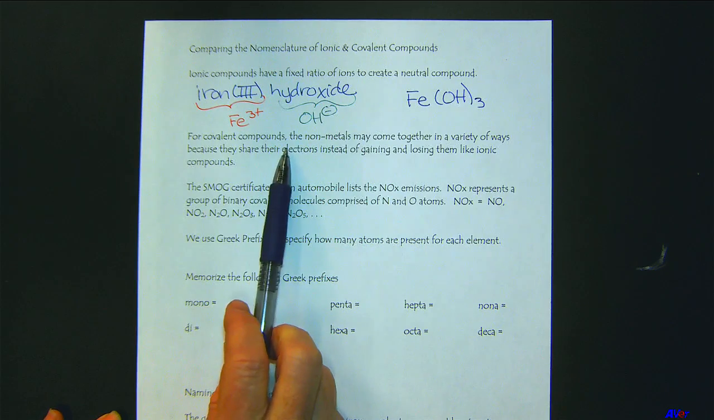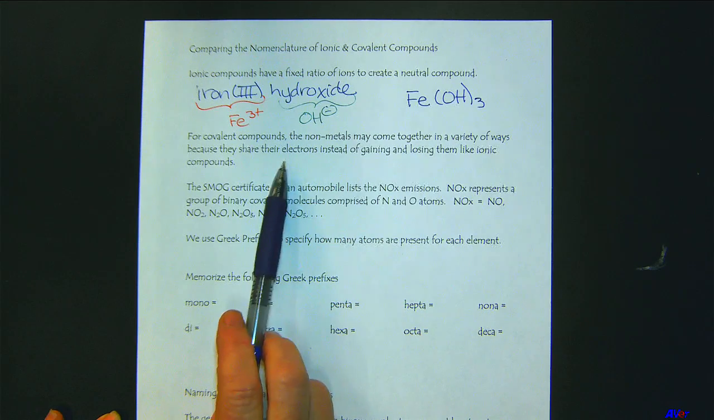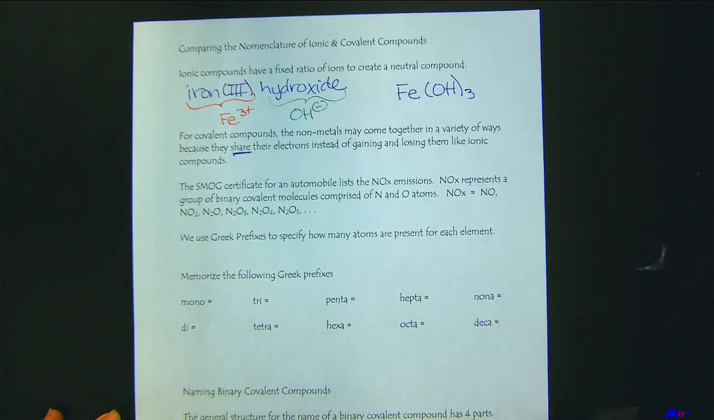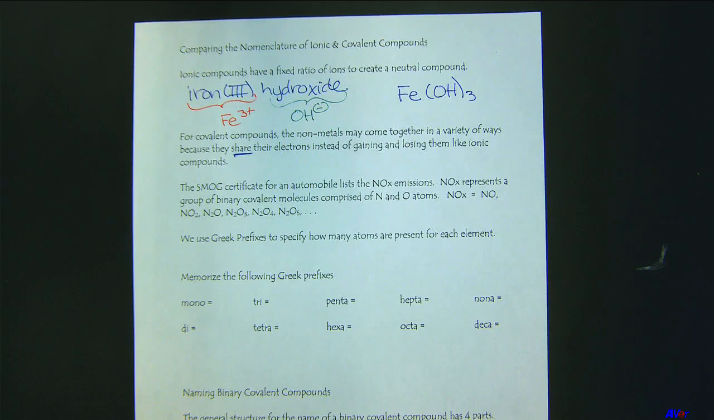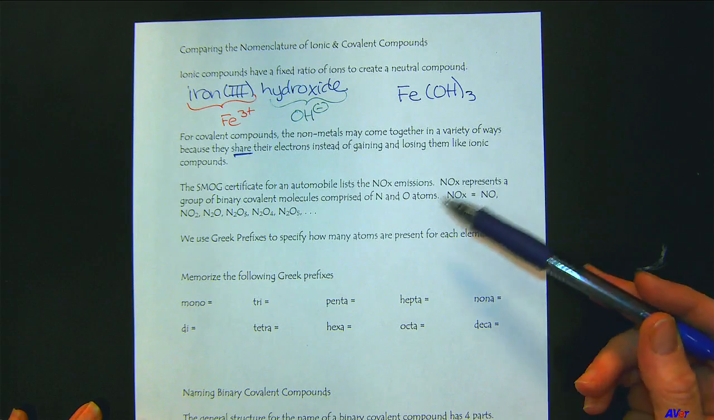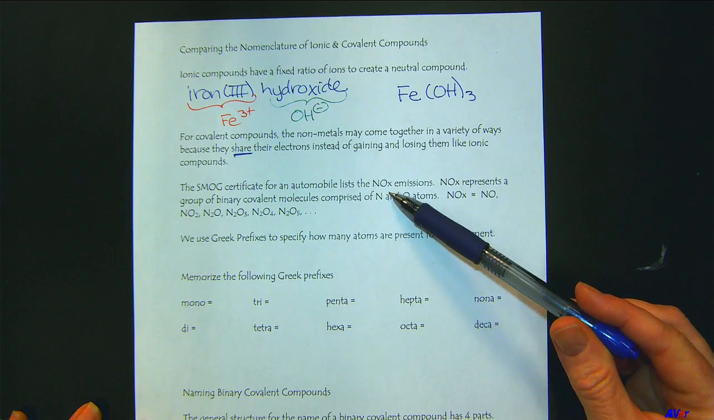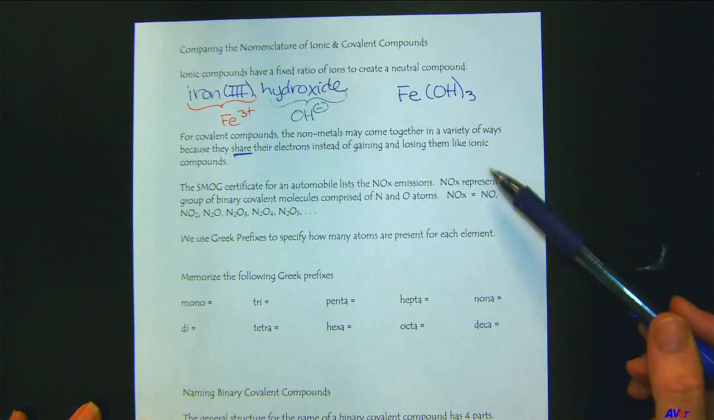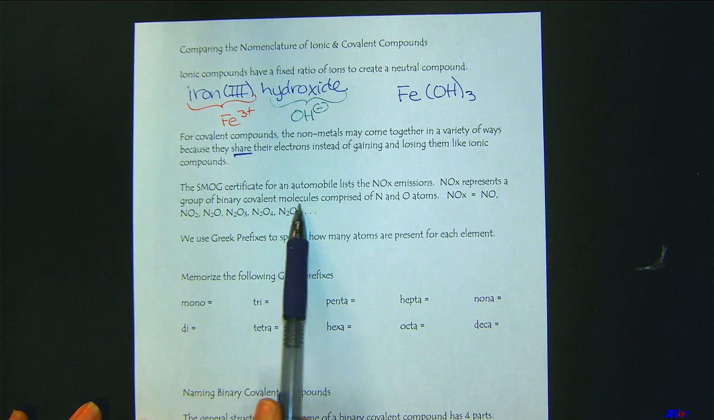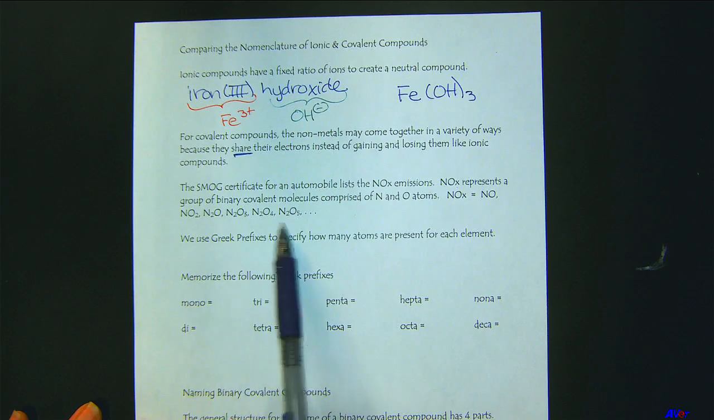But when we get to covalent compounds, these nonmetals can come together in a variety of ways because they're sharing. They're not gaining or losing. If we look at our own life, when we have a spirit of sharing, there are a lot more options out there. The same thing is true of atoms and molecules. For example, anyone that's ever had their car smogged, if you looked at the smog report, there was a category for NOx emissions. NOx represents the binary covalent compounds composed of nitrogen and oxygen that can exist in our car exhaust. And we can see that there's a ton of different possibilities.